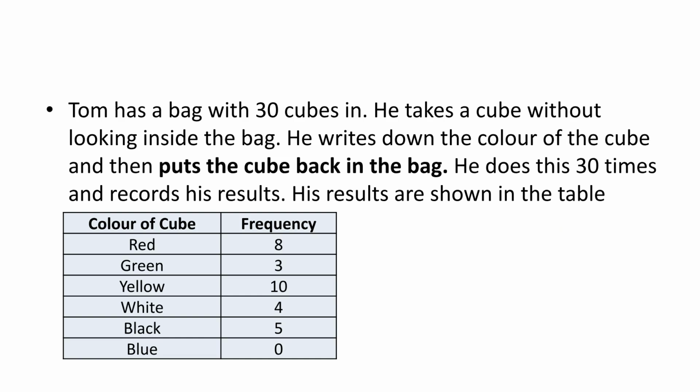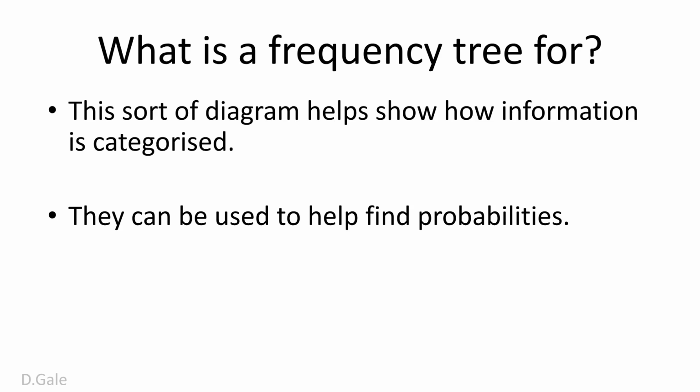In this experiment, Tom selects cubes from a bag and replaces them each time. This repetition allows us to calculate the experimental probability for future selection. Based on Tom's data, we can estimate the likelihood of picking specific colors, like red or white, simply by looking at the frequency of his previous results.